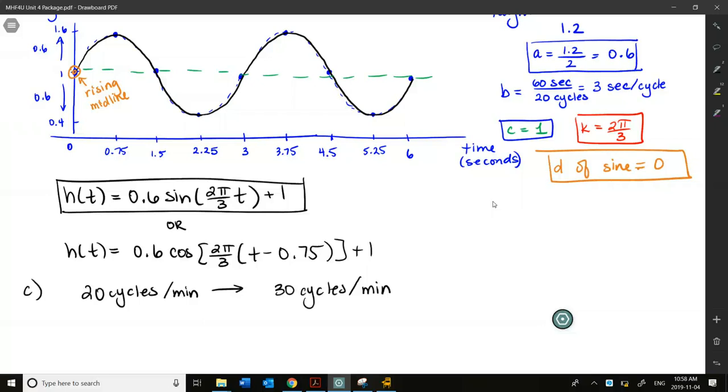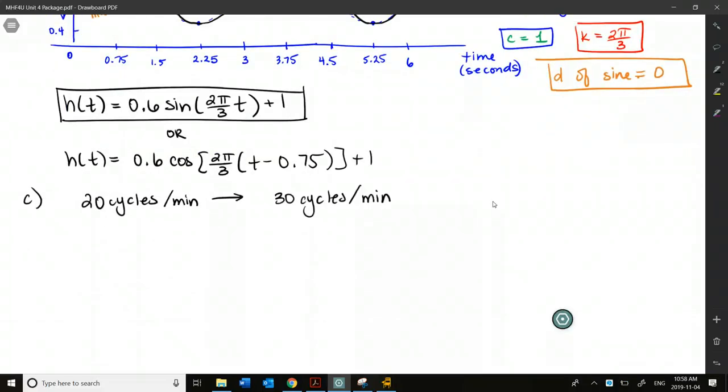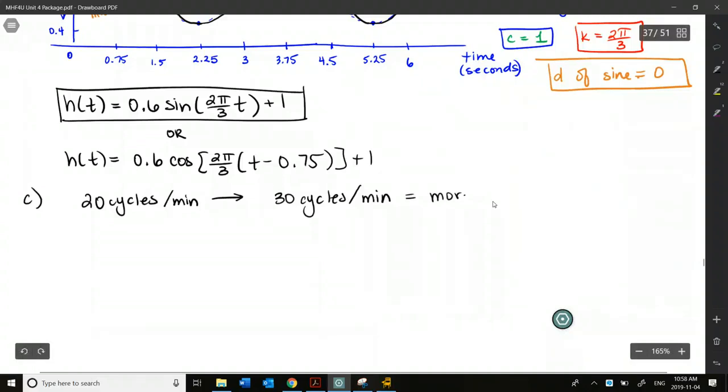How did you get that? Well, because we know that since 30 cycles happen in a minute, we can do the calculation for B. So 60 over 30, which is just 2 seconds per cycle. Then we can plug that into K. The two twos cancel out, and you just get pi. Okay.